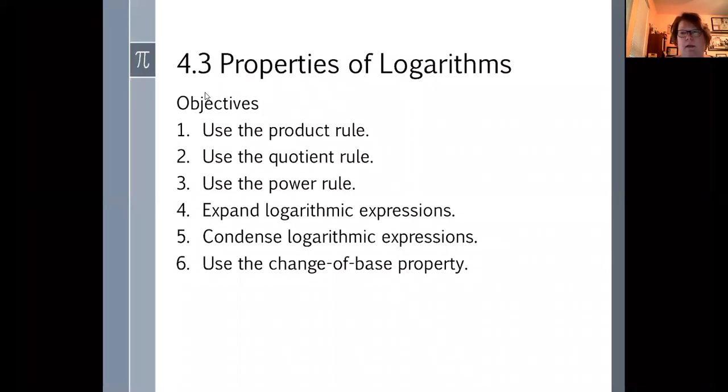And then we'll get the change of base property, and we'll use that to find a logarithm of a base other than base 10 or base e. Those are the two bases that you have on your calculator. LOG on your calculator is log base 10, and LN on your calculator is log base e.